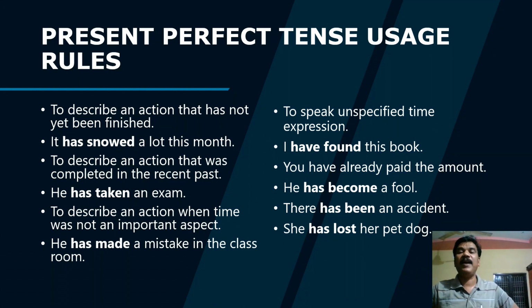You have already paid the amount. When? We don't know. He has become a fool. When? We don't know. There has been an accident. When did it happen? No particular time. She has lost her pet dog. When? No definite time. Therefore, it is called indefinite past. We speak indefinite timings in present perfect tense.